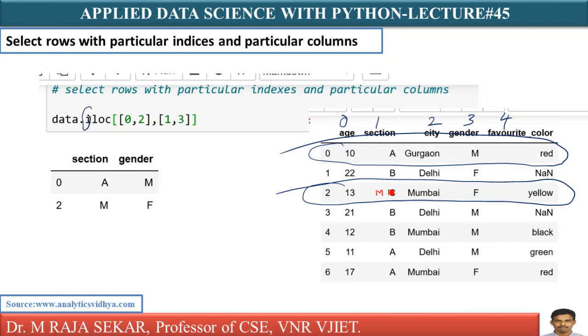iloc is integer index based. In the case of loc, we were using age, section, city. We are using label names. Age, section, city, these are label names. Here, in the case of iloc, we have to use index. That's what it says. 0, 2 and 1, 3. What does 1, 3 mean?